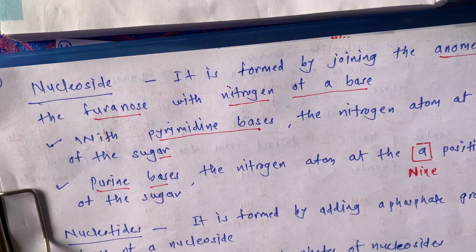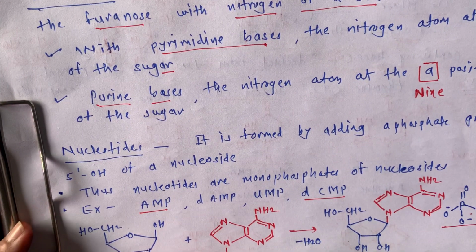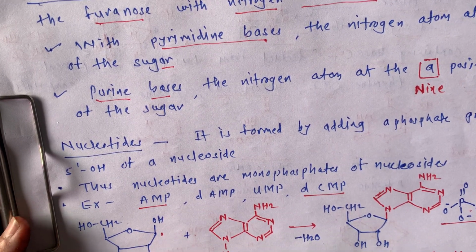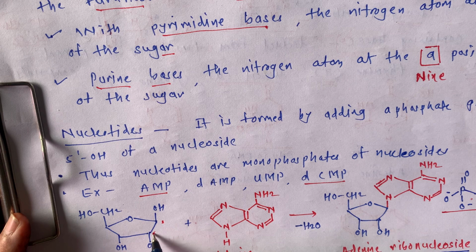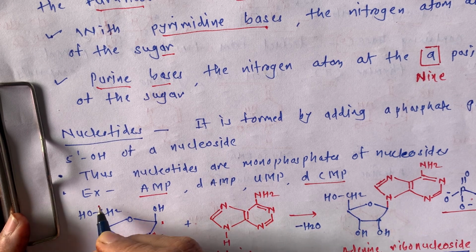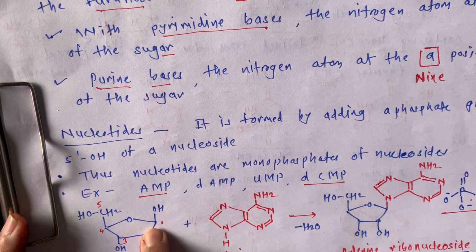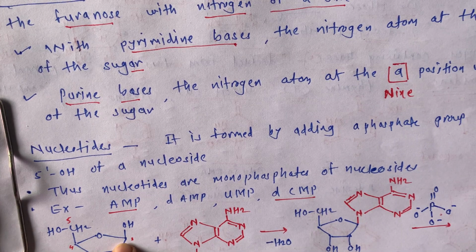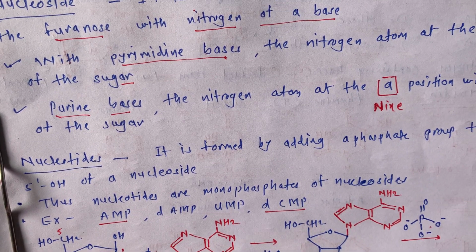that is the C1 position. This is our C1 position. See, this is our C1 position. This is 2, this is 3, this is 4, and this is 5. This is our C1 position. So they form a nucleoside.